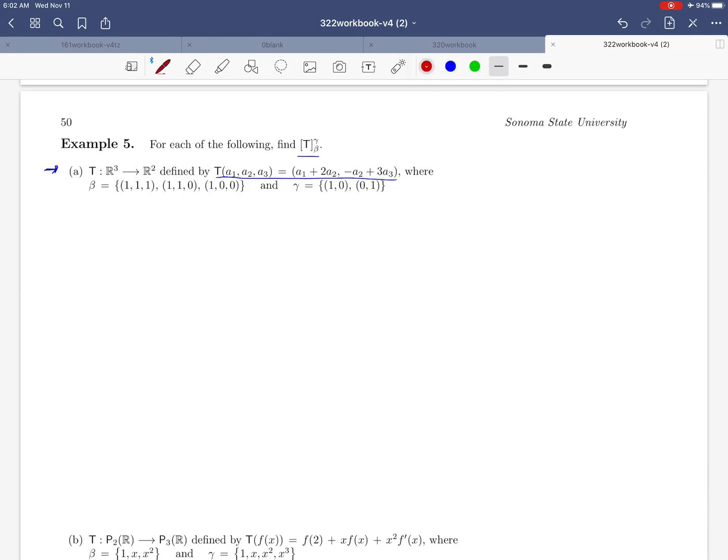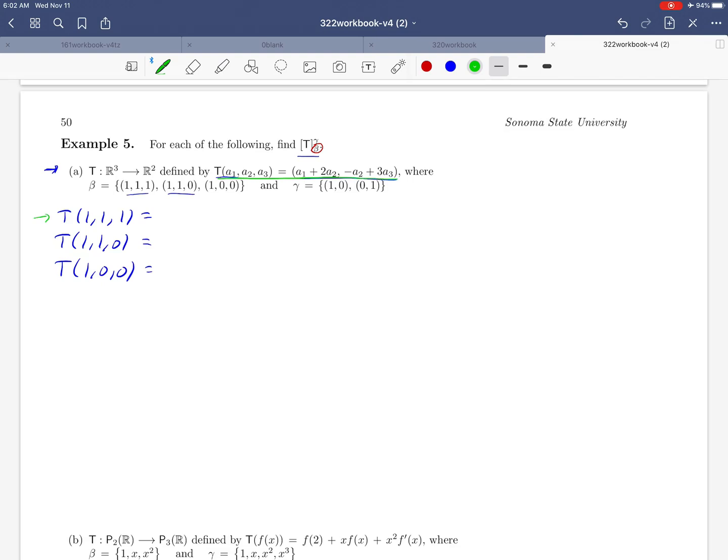We'll start by focusing on this basis, beta, which is the basis that we're thinking of going with our inputs. So we'll take the vectors in beta one at a time. Here's the first one, so we'll substitute that in: T of 1, 1, 1. And then we'll do it for the other two as well. The next beta vector looks like T of 1, 1, 0, and then finally T of 1, 0, 0. We can calculate those by looking at our definition for T.